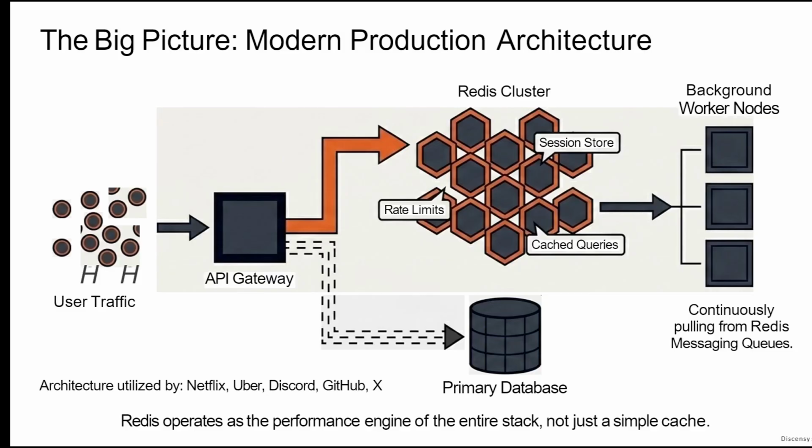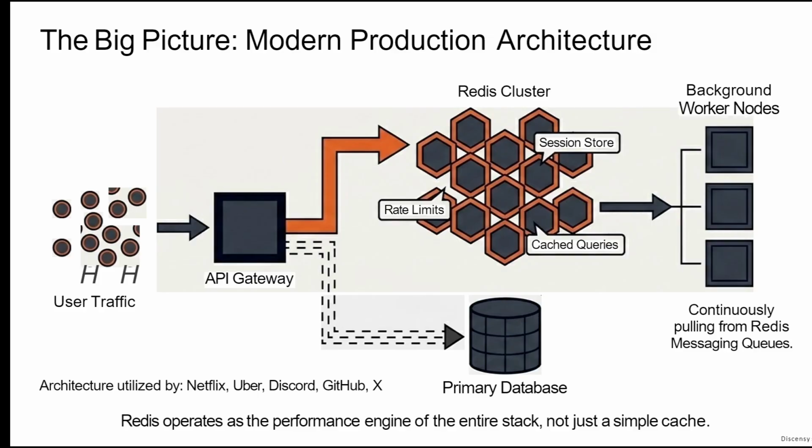The big picture, modern production architecture. So what is the exact architecture utilized here? Let's try to understand that. You could also go through the image for understanding the architecture, or in another sense, once user traffic arrives, it goes to the API gateway, and then it might get into the primary database or even the Redis cluster. And then from the Redis cluster, it goes to the background worker nodes so as to distribute, continuously pulling from Redis messaging queues.